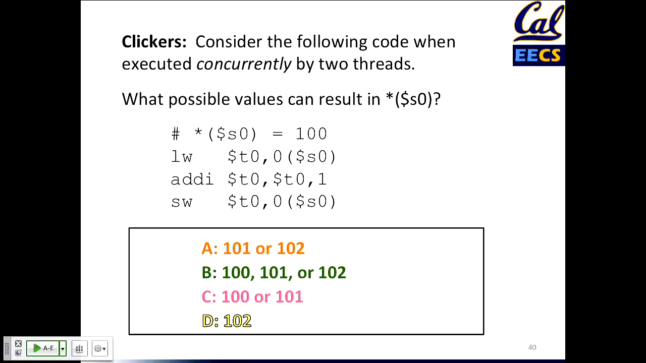Clicker time. So this is getting at the comment before that when you're running parallel code, sometimes there are multiple possible results. This is asking you for this piece of assembly code that's run at the same time by 2 different threads, touching the same memory location. What are the possible end values once they're both finished? What are the possible final values that could be in the memory location?